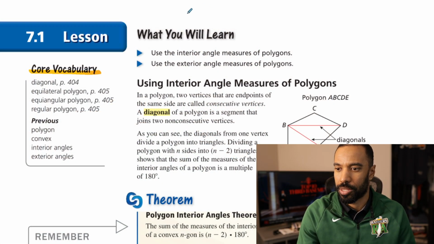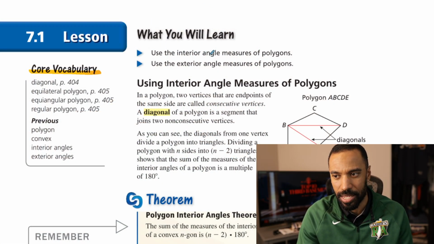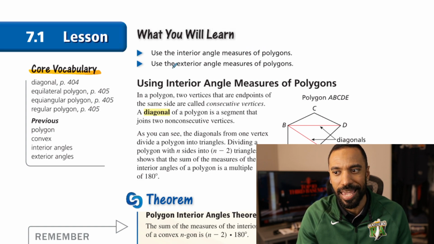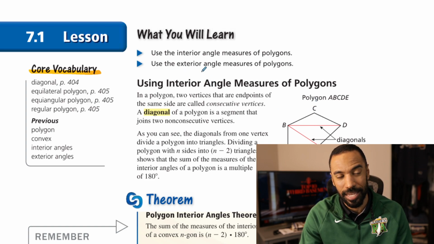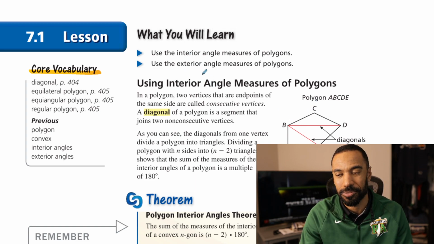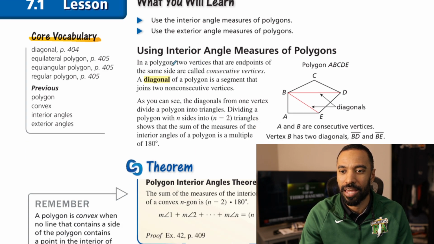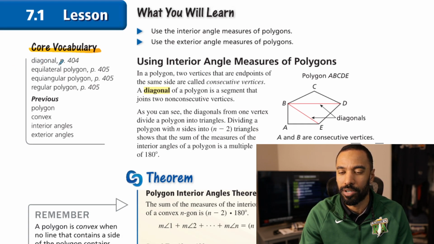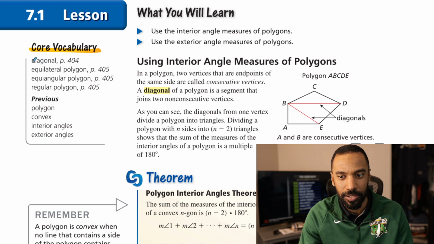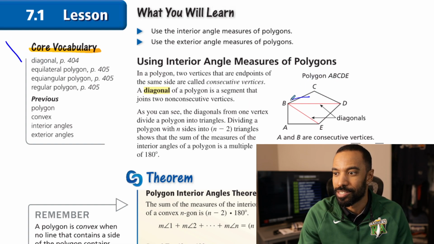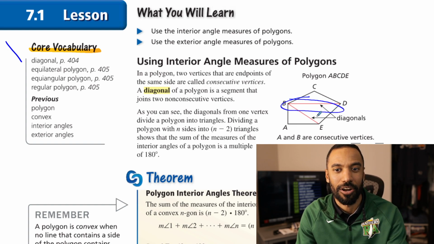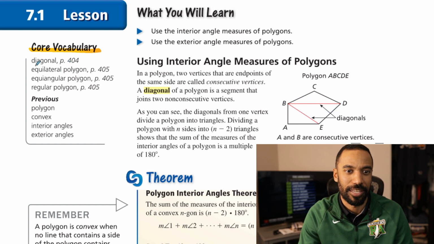We begin with, we will be learning how to use the interior angle measures of polygons and the exterior angle measures of polygons. Now, I'm sure you know what interior angle measures look like, the ones on the inside. You might not know what the exterior angles are just yet. We'll get to those. But we're going to find their sums and all of that. Some core vocabulary we're going to use. The word diagonal. And I know you know the diagonal looks like this, but guess what? This is a diagonal. So they're not all diagonal, so don't think diagonal like that.